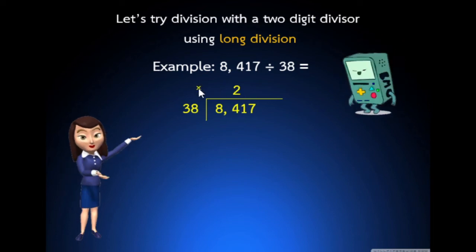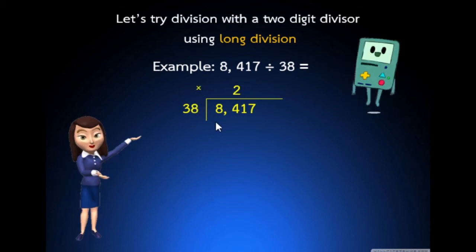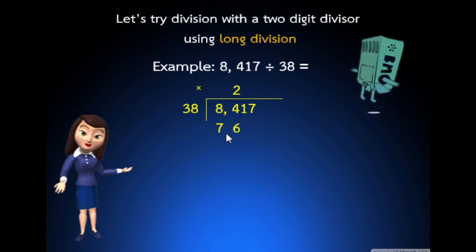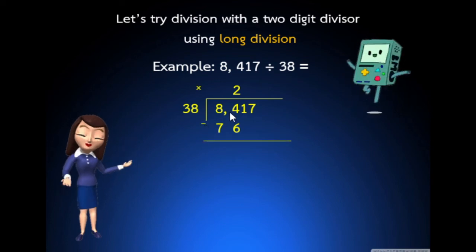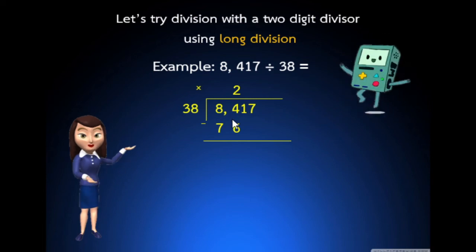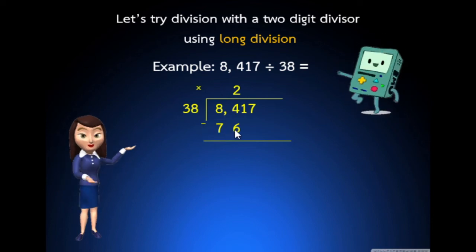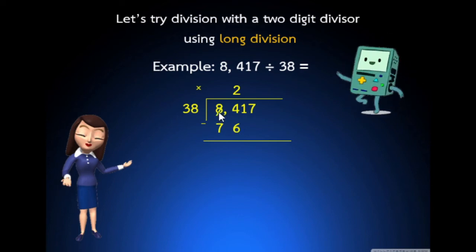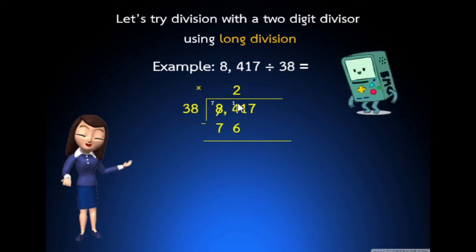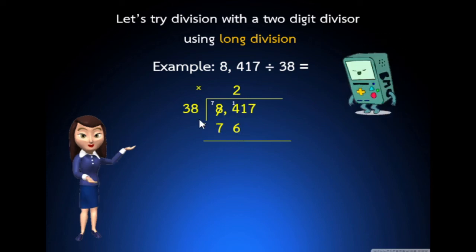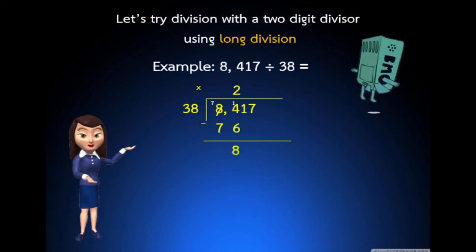And then we're going to multiply. 2 times 38 equals 76. And then we will subtract: 84 minus 76 equals. Let's start from the rightmost, remember? So 4 minus 6 cannot be. So we borrow from 8. 8 becomes 7, and 4 becomes 14. So 14 minus 6 equals 8.